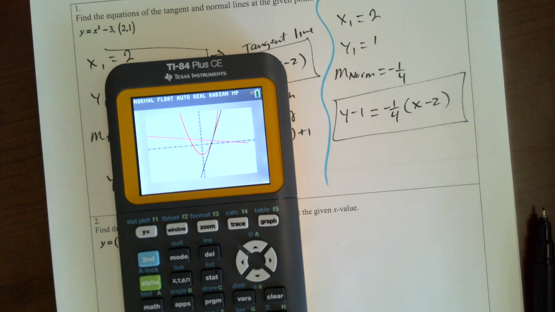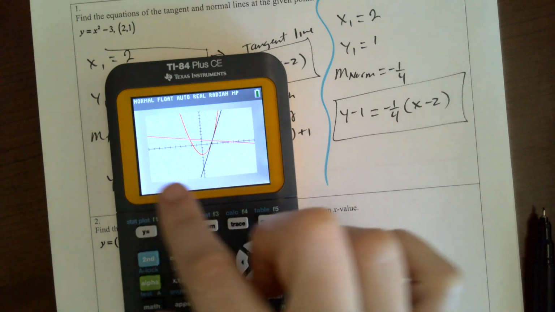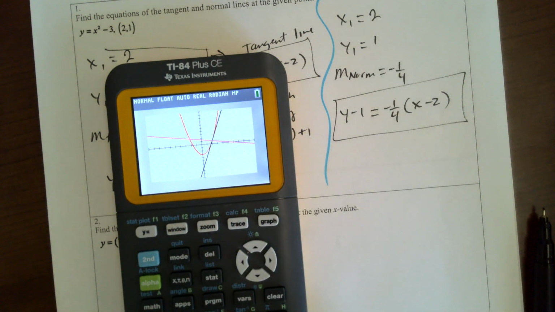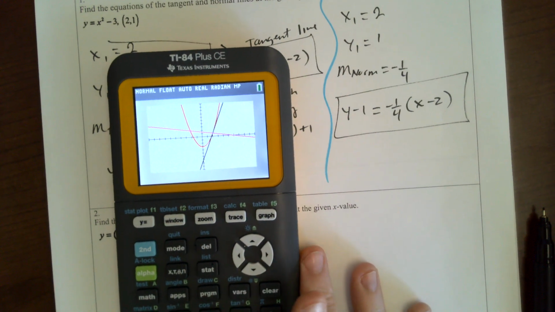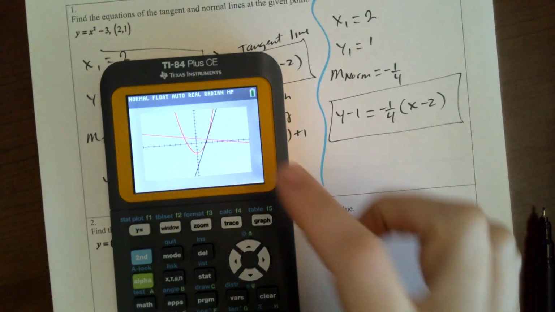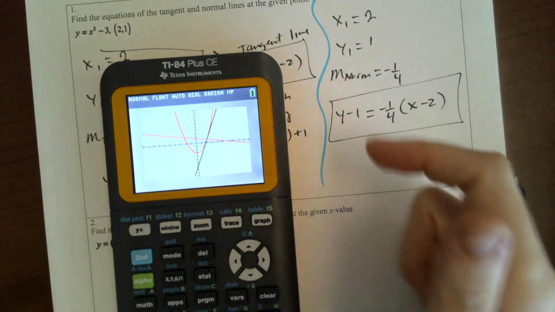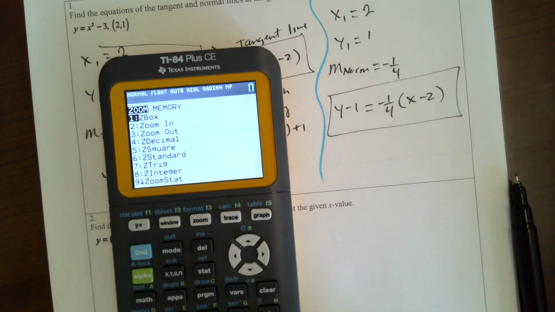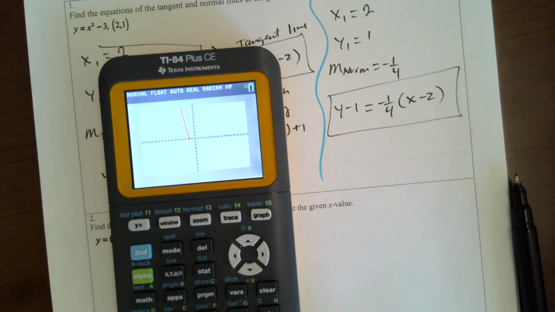Okay, now guys, that doesn't look perpendicular, but that's because our window here is not a square window. So what you could do if you're checking to make sure that it looks perpendicular, you would go zoom, and then zoom square is the 5th one. So zoom 5, let's see if that looks more perpendicular.